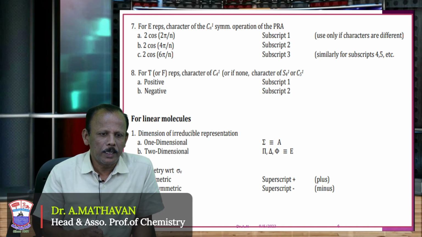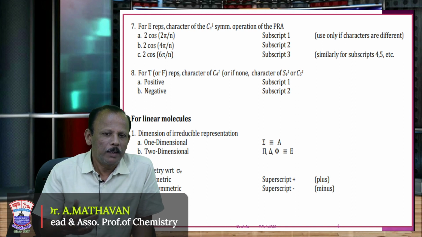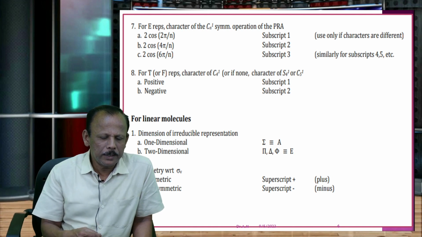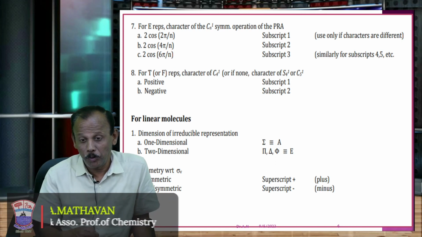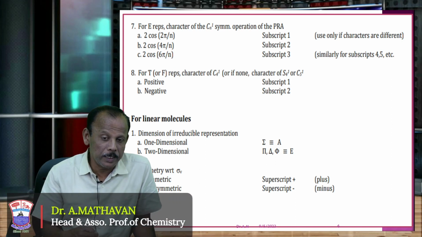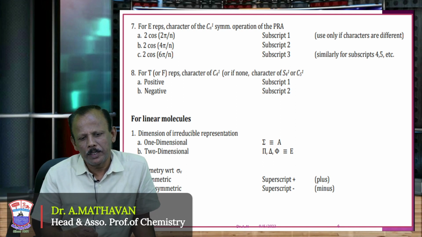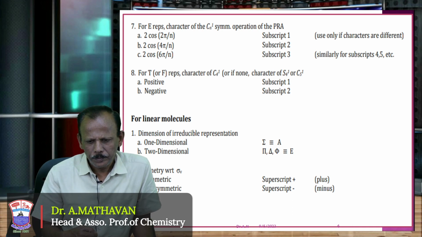And similarly, in the case of 2 cos 6π/n, subscript 3 is used. Sometimes, similarly, for subscript 4 or 5 we can also use it. In the case of E representation, or in the case of T or F higher representations, the character corresponding to the C4 axis is used, or sometimes, if that is not possible, you can consider S4 or C5 also. But if it is positive, subscript 1 can be used, and if negative, subscript 2 is used.